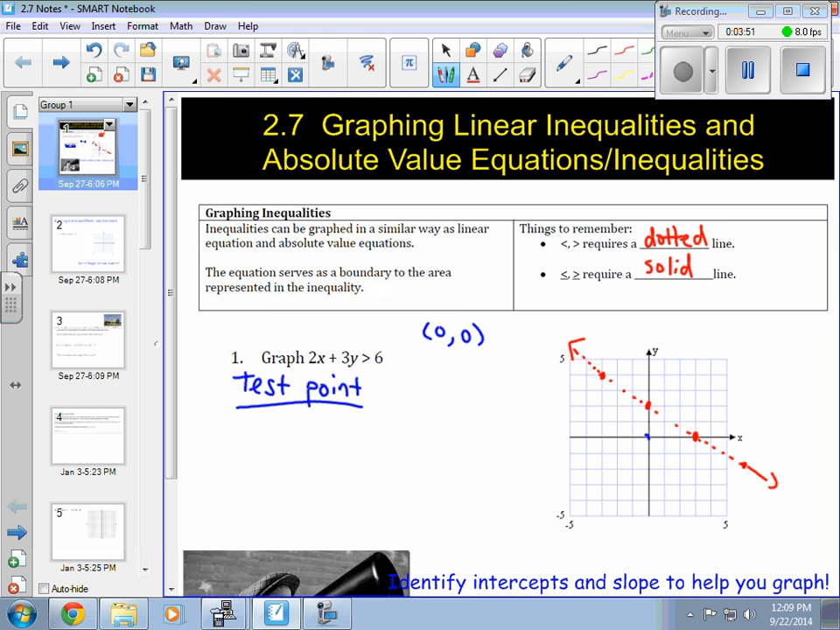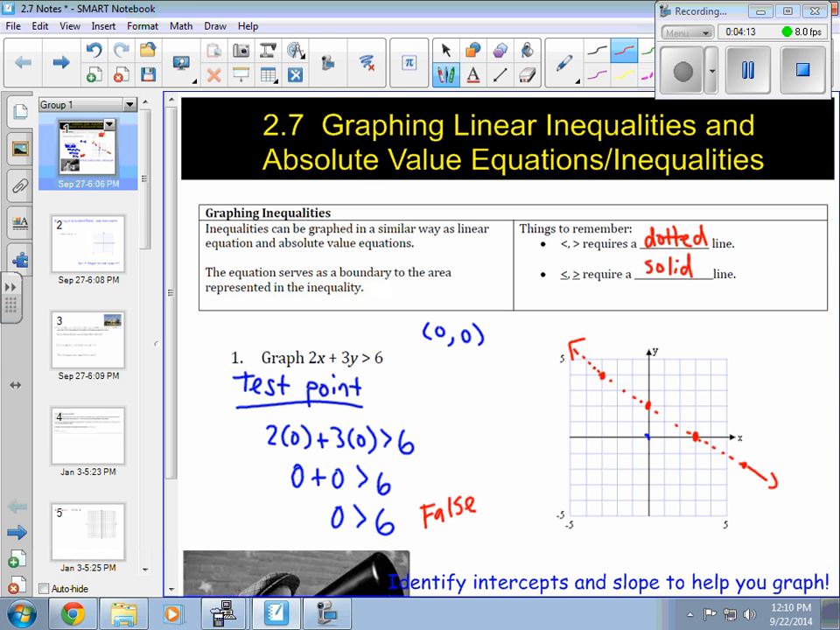Then you need to choose a different point your line does not go through. So let's test out the point 0, 0. If we plug 0 in for both x and y here, our inequality becomes 0 plus 0, which is 0. So we get the inequality 0 is greater than 6. Now we want to see, is that true or is that false? Well, 0 is not greater than 6.